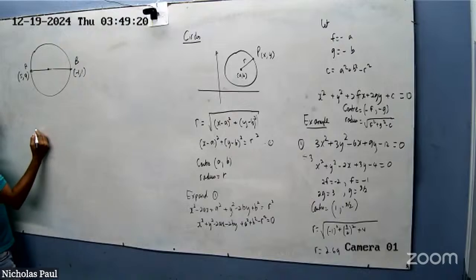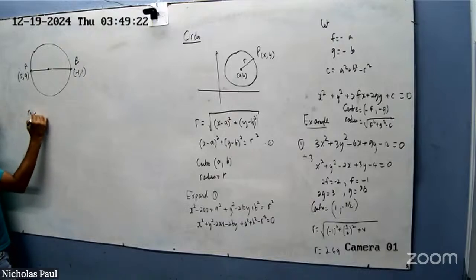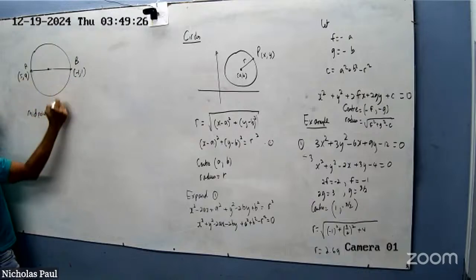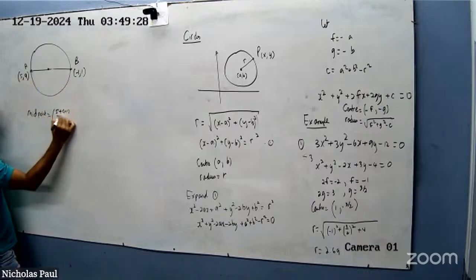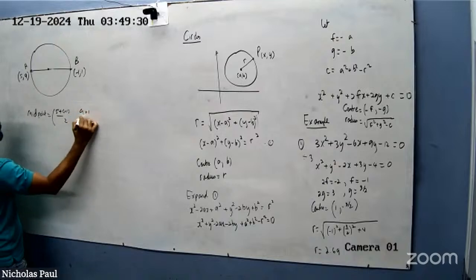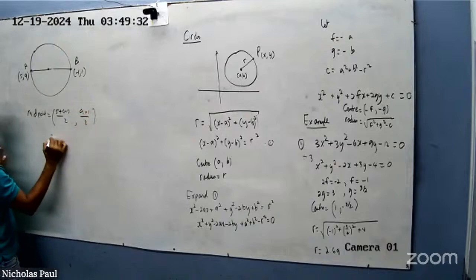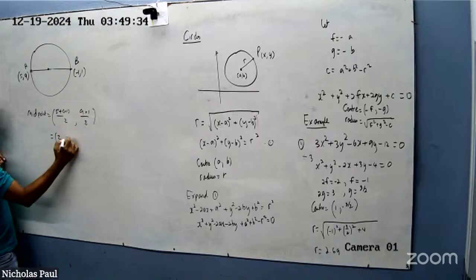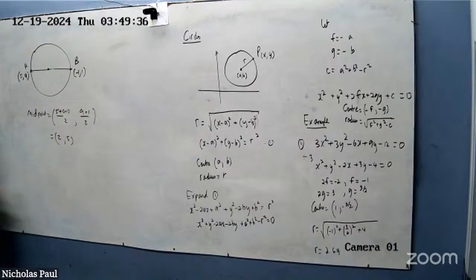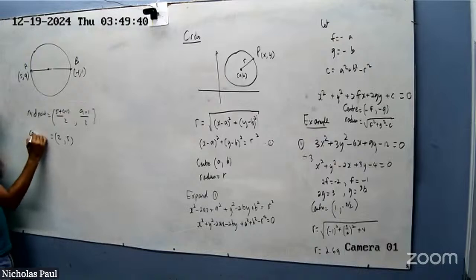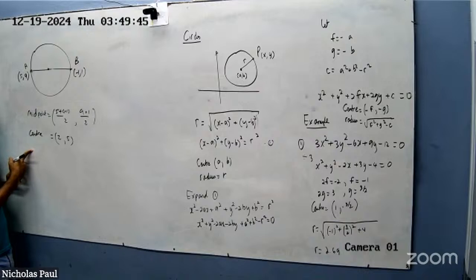Alright, so we're going to try and get the midpoint. So the midpoint is x2 plus x1 over 2, y2 plus y1 over 2. 4 over 2 is 2, 10 over 2 is 5. Right? So we have the midpoint at the center. At the center, right? It's the center.